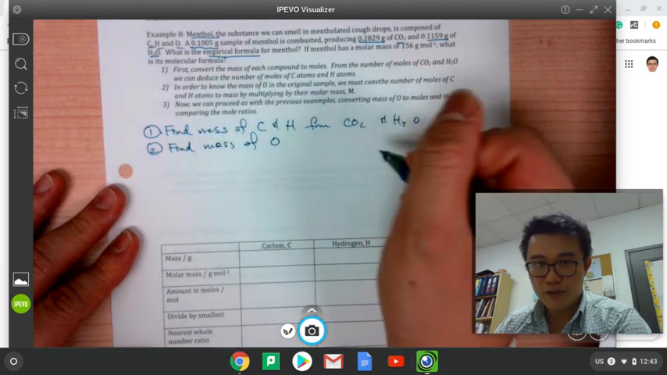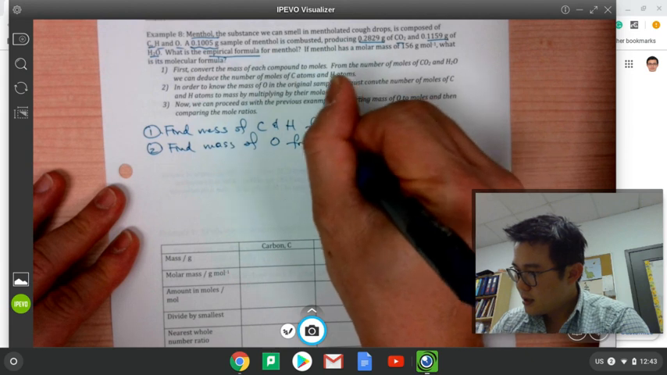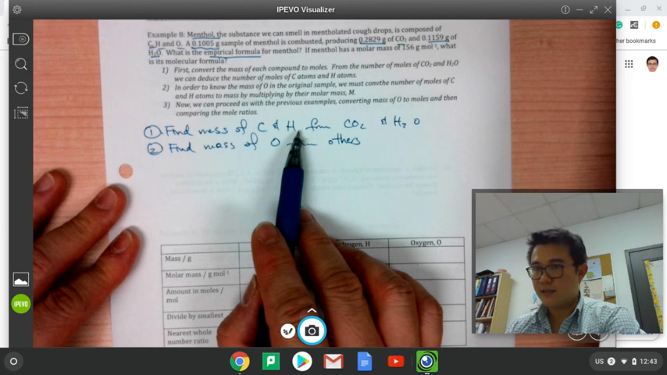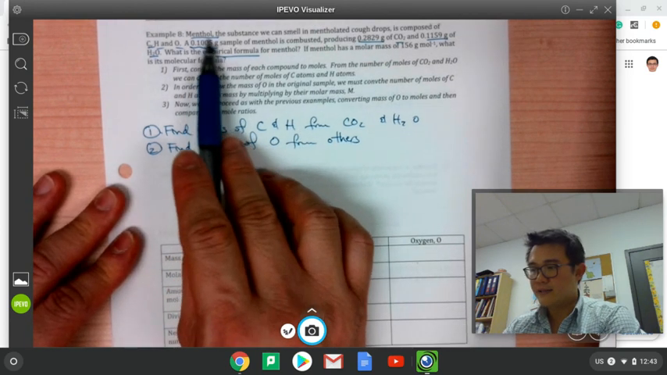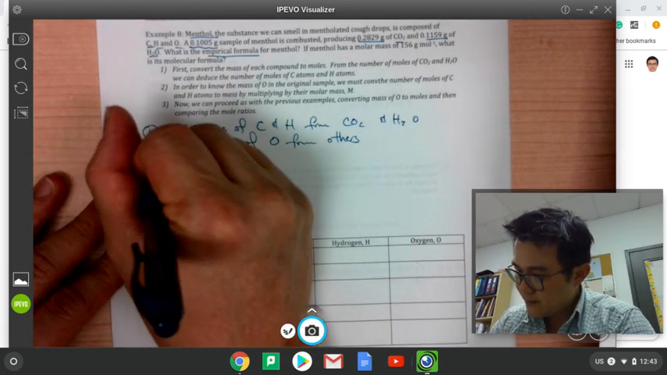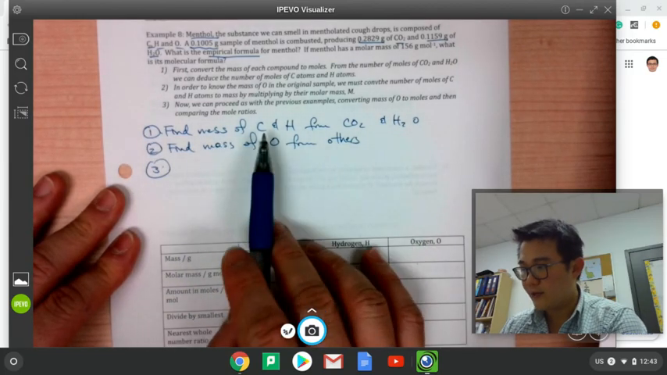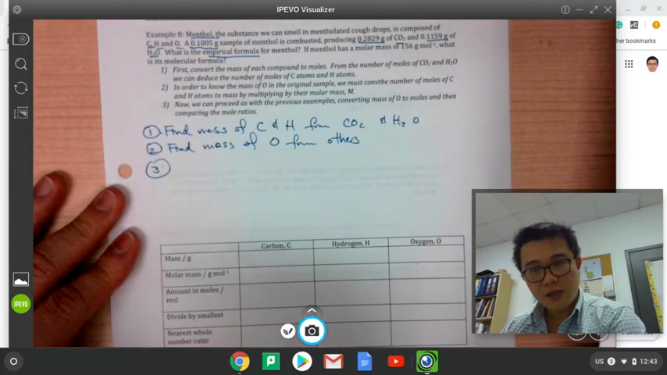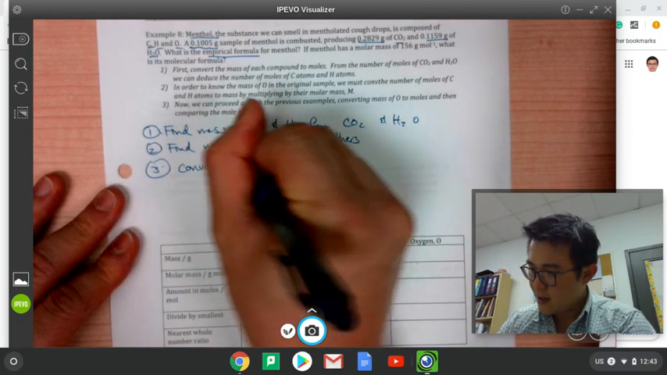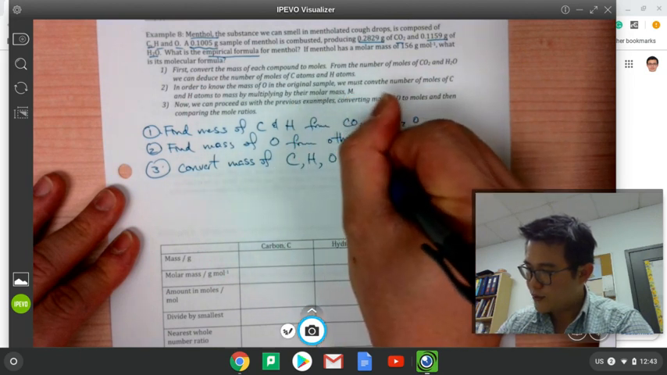of oxygen from others. So after you find the mass of this and the mass of this, you know the sample has this mass, so you can subtract the mass of these two from here. After that, you convert all these three things. Convert mass of C, H, and O into moles.